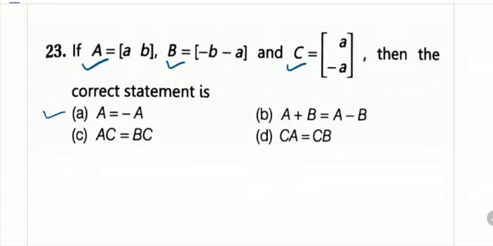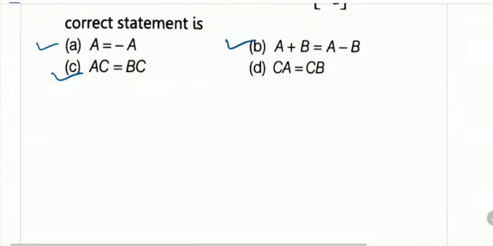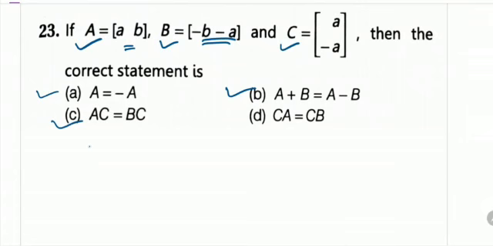So we are left with option B, A plus B will be equal to A minus B. Since the signs are different, this also does not look like a very good prospect. So we just observe what can happen here. Is there a possibility of AC equal to BC? Let's check what will happen when I do AC equal to BC.